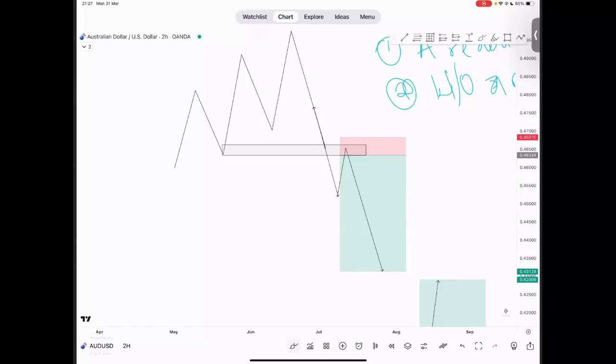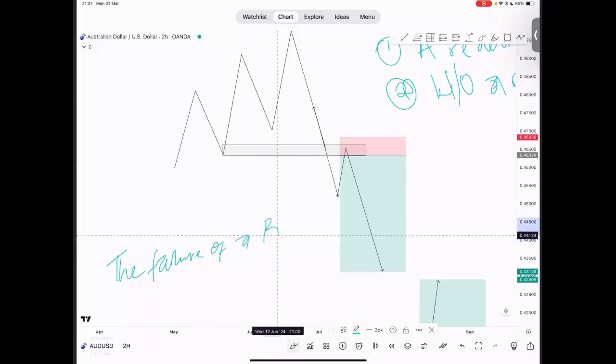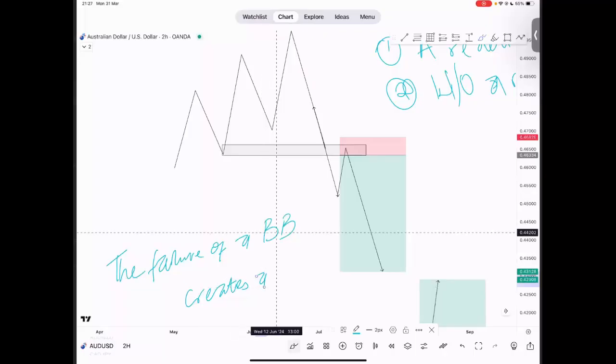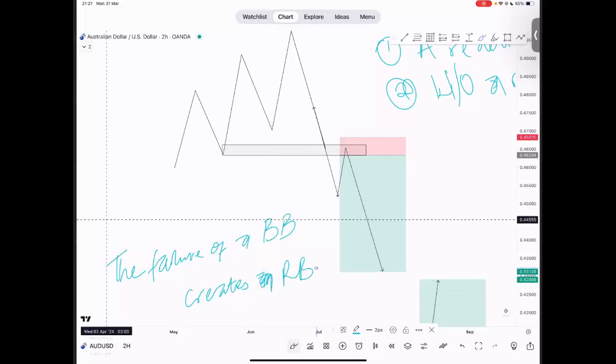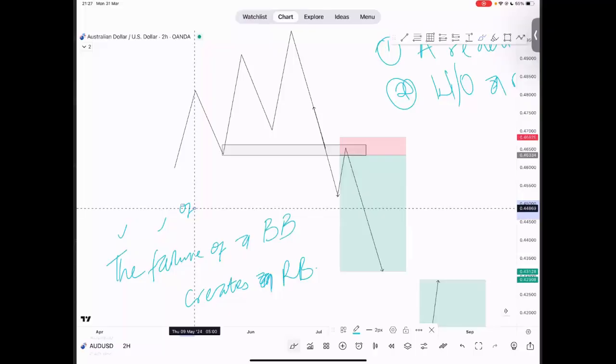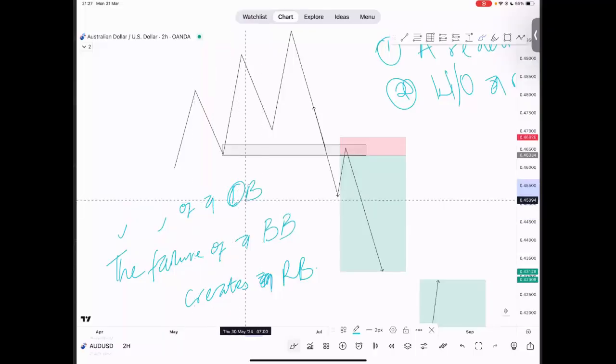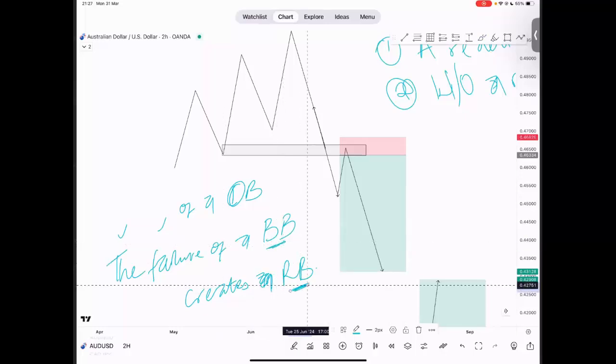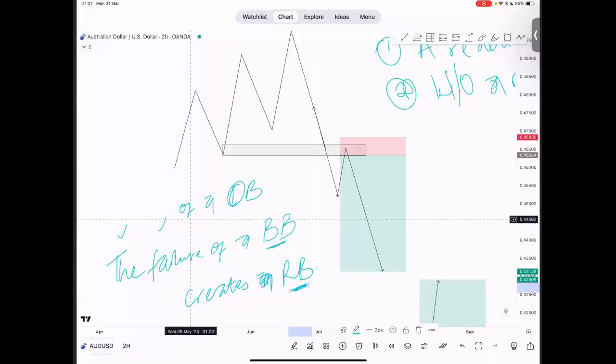The failure of a breaker block creates what? A reclaim block. Remember that the failure of an order block creates a breaker block. Now, the failure of that breaker block creates what? A reclaim block.